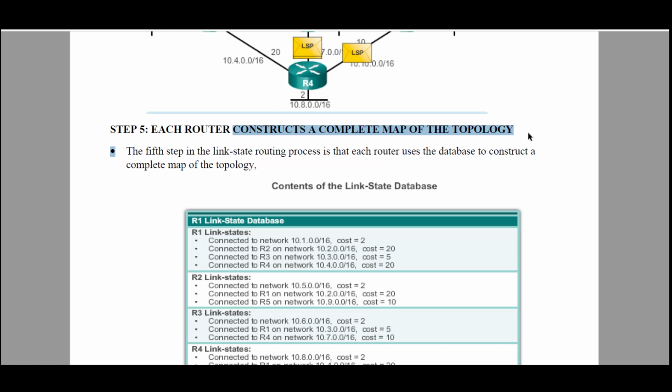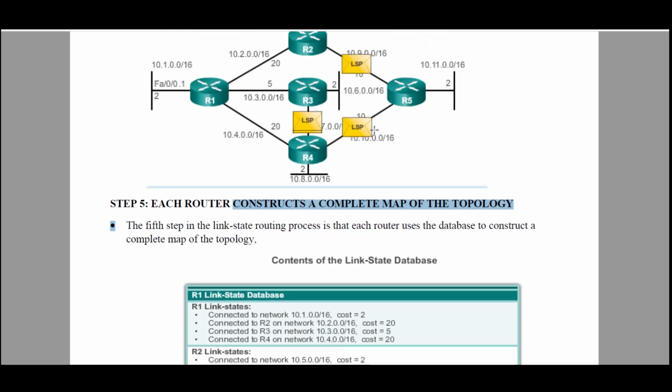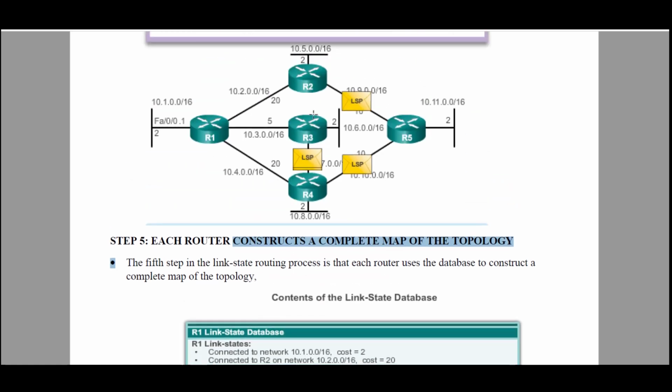Where is R2, where is R3, where is R4, R5, everything. Each and every router will know. If you take R1, it got the LSP of everyone. Now using that LSP, R1 can automatically make a diagram. Where is R2? R2 is connected in serial. Where is R3? Where is R4? Where is R5? So automatically it can construct the topology by using the LSPs.